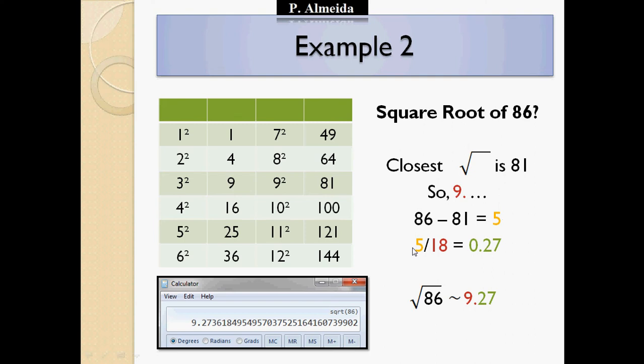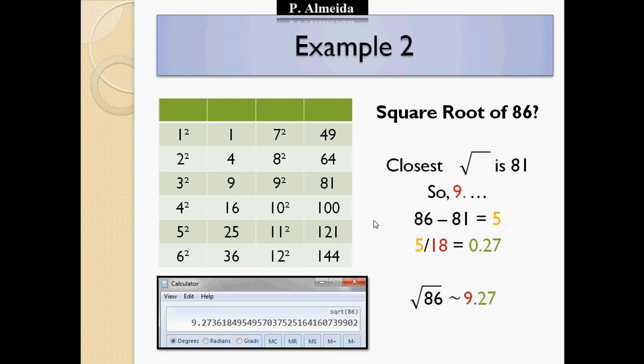So again, this 5 goes on the top, 9 I double it, and I get 5 over 18, because 18 is the double of 9, and I get 0.27. So the square root of 86 is going to be 9.27, because that's 9 plus 0.27. So this number is what it gives me in this method. And if I go on the calculator, square root of 86, there you go, 9.2736. So there we go, it's almost perfect. It's not as good as the cubic roots. Check that video because it's so good.